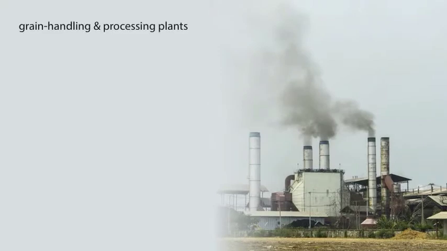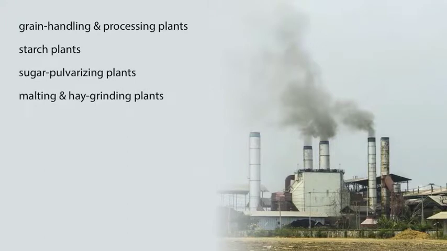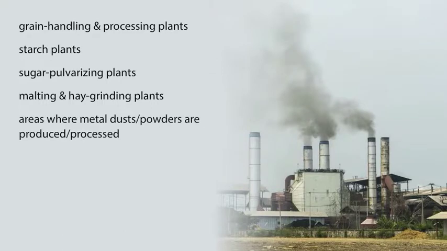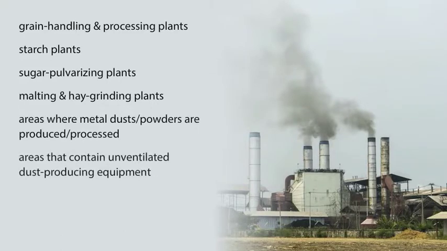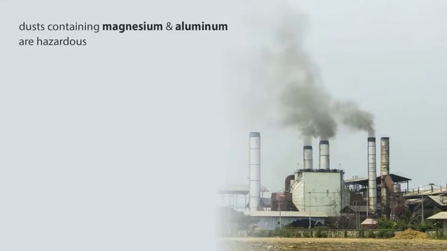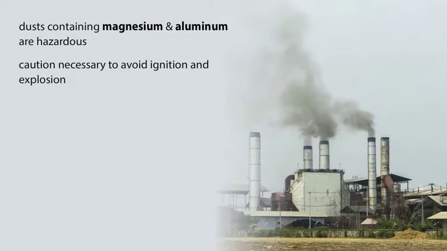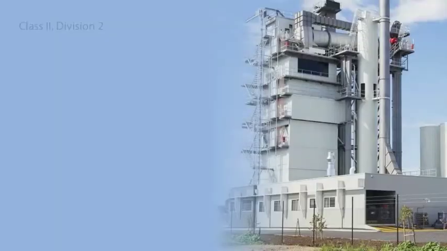Examples are grain handling and processing plants, starch plants, sugar pulverizing plants, malting and hay grinding plants, areas where metal dusts and powders are produced or processed, and areas that contain unventilated dust-producing equipment. Dusts containing magnesium and aluminum are particularly hazardous, and the use of extreme caution is necessary to avoid ignition and explosion.